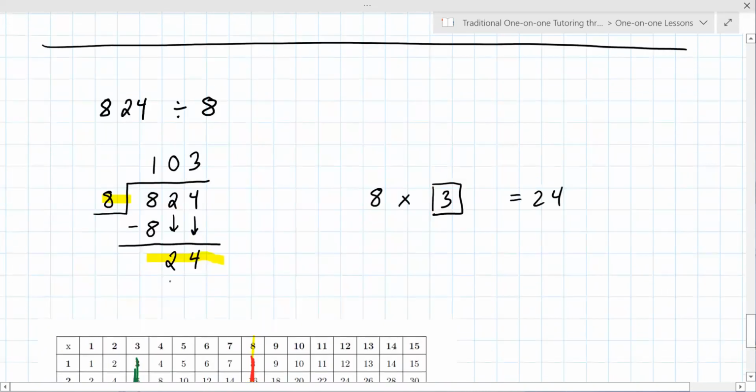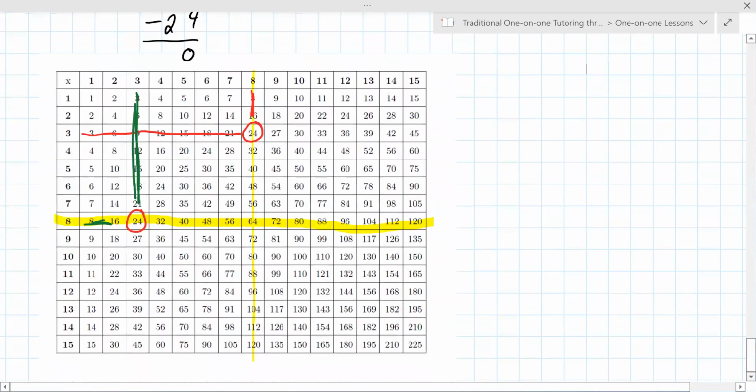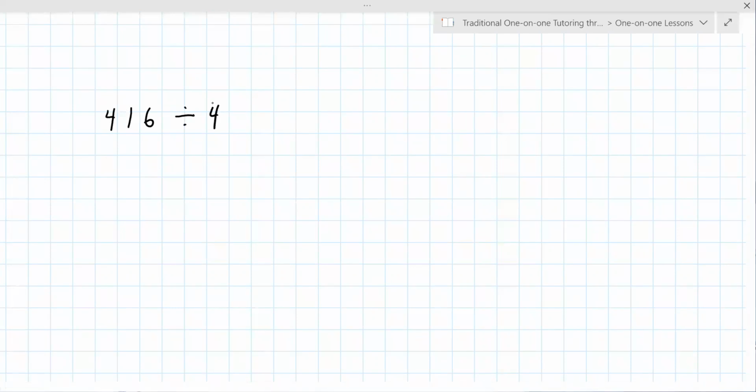Okay, and then 3 times 8 is 24. You subtract and get 0. Okay, let's try one more here. Let's go 416 divided by 4. So I want you to give this one a try, please, on your own.